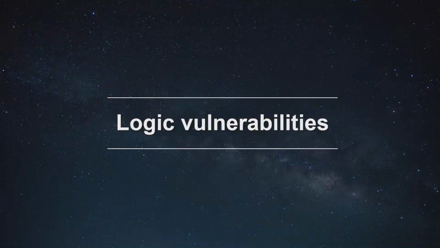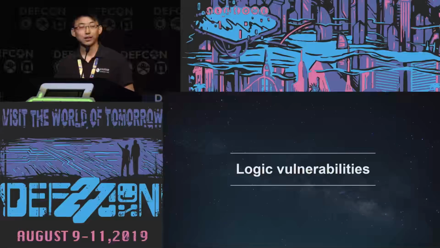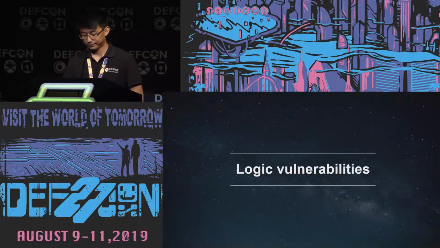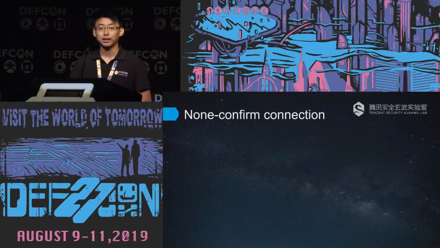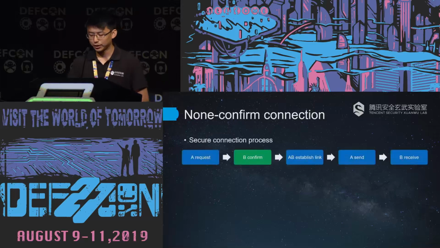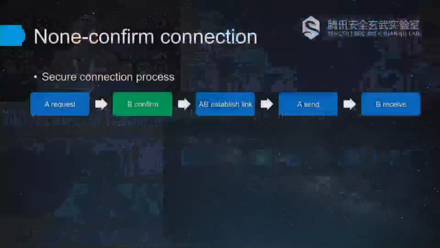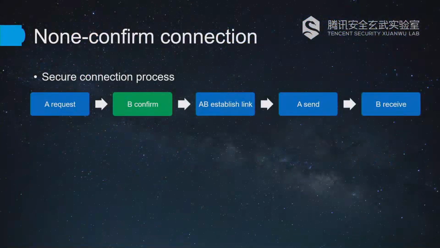Now let's go to the third category, logic vulnerabilities. First, let's think about a question. How to design a secure process to establish a connection between sender A and the receiver B? We think it should be like this. User A requests to send and B accepts, and then the link will be established. Then A sends the file and B will receive it successfully.